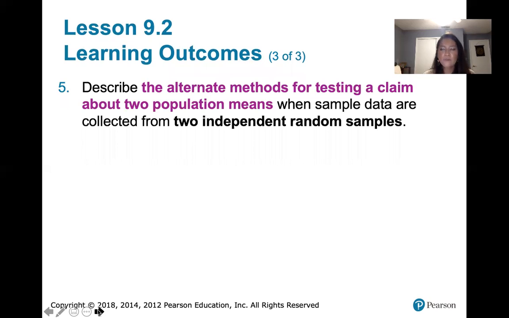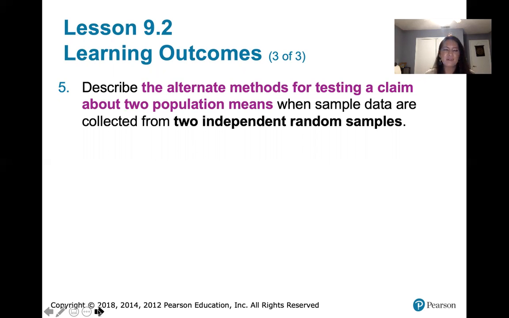And then in the last video, we describe alternate methods for testing a claim about two population means, or for coming up with that confidence interval estimate of the difference between two population means when those requirements that we discussed previously aren't met. So here we're still dealing with two independent random samples, but if the population standard deviations are unknown, but they're assumed to be equal to each other, the methods change a little bit. Or if one of the population standard deviations is known and the other one is not, then the method changes a little bit.